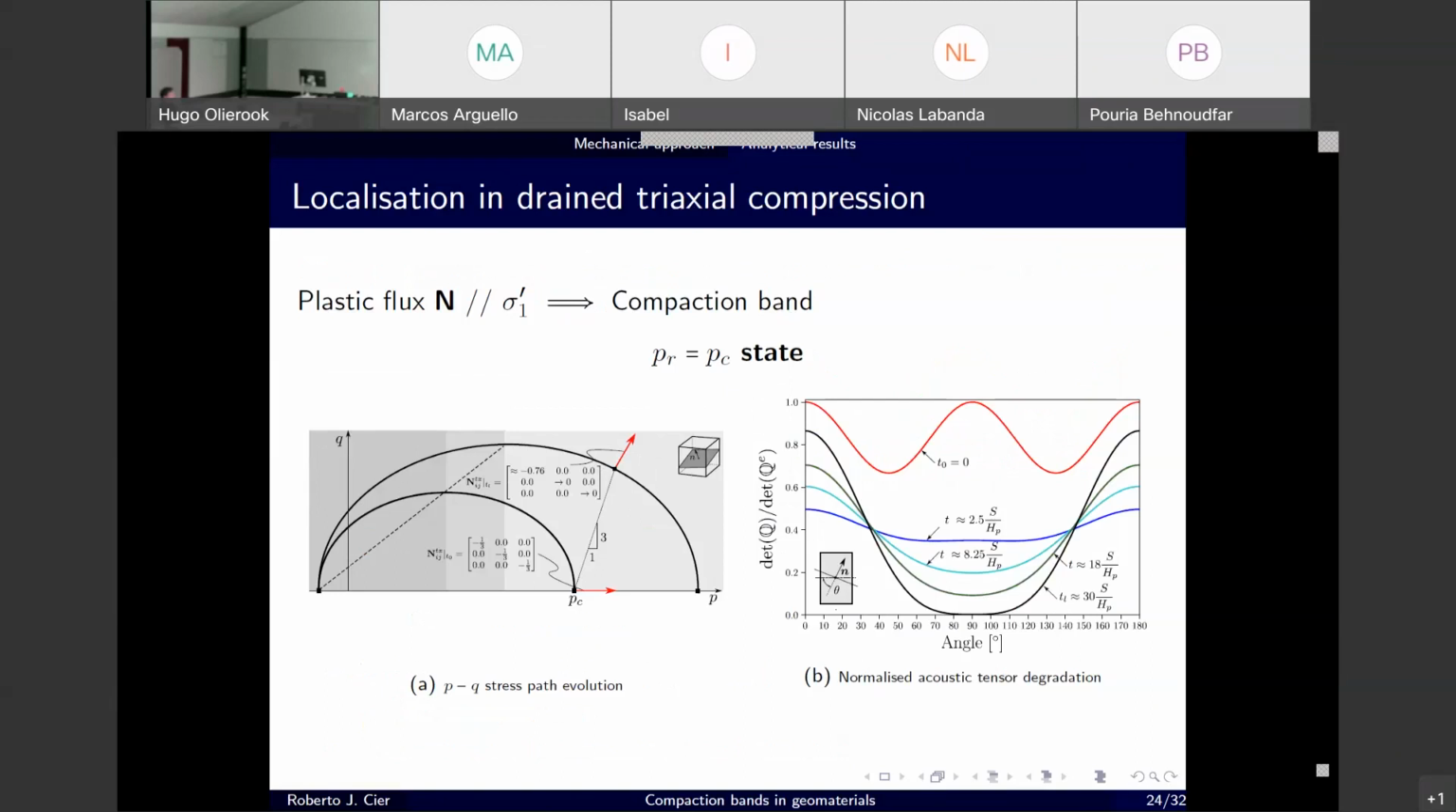We did the same for drained triaxial compression, first for normally consolidated states, so what we call it like this. So we are starting from here, moving in this direction. So the flux tensor has a direction there, and then given that I'm doing a drained triaxial compression, I know the direction of the principal stress. And then what we realize is that the onset of the localization manifests itself when the plastic flux is parallel to this principal stress direction. So when this happens, I've got compaction bands.